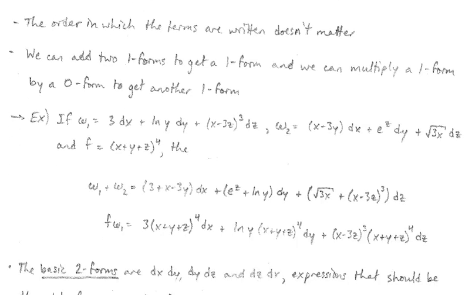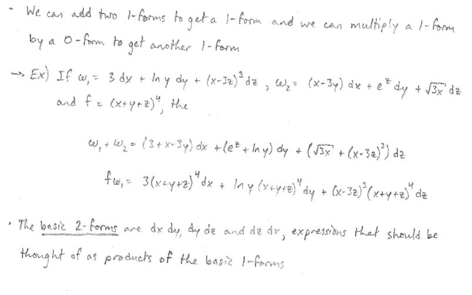And then multiplication of a one form by a zero form works just as you would think it would. You're just going to distribute that x plus y plus z all raised to the fourth power into each of the terms in your one form. So adding and taking products of zero forms and one forms still works in the same way as you would think. We now go on to basic two forms.